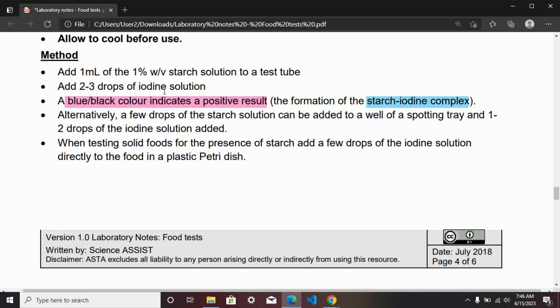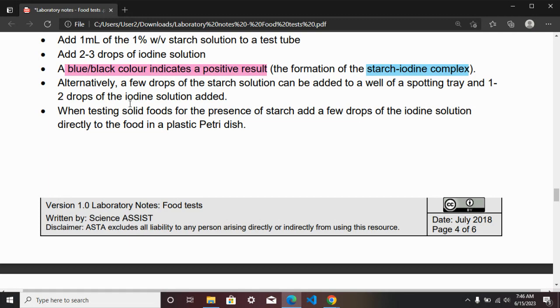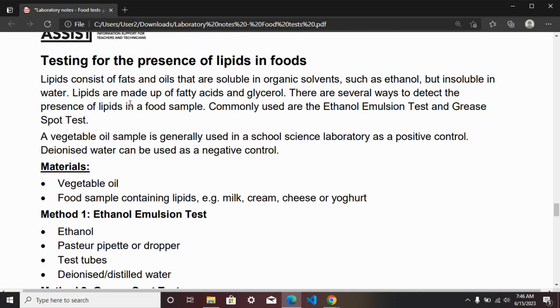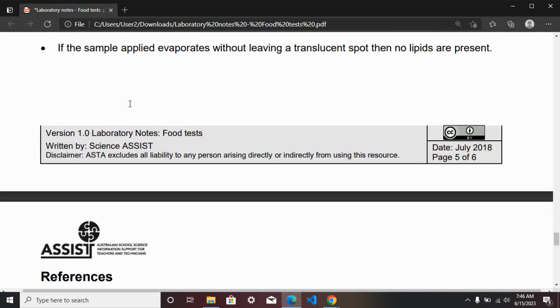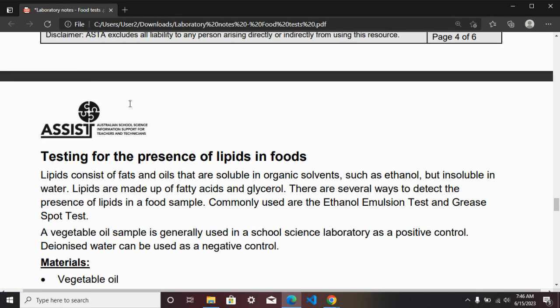We can add iodine solution to starch solution, or we can add starch solution to iodine solution. We'll have the same result if the starch is present. So, how do we test for lipids?